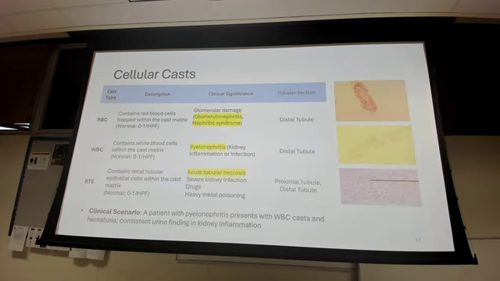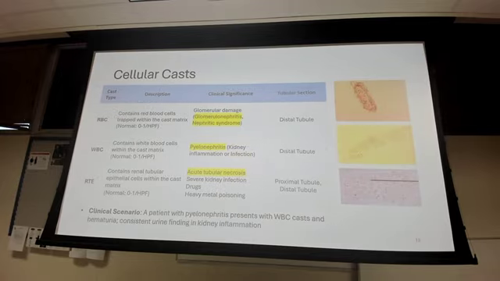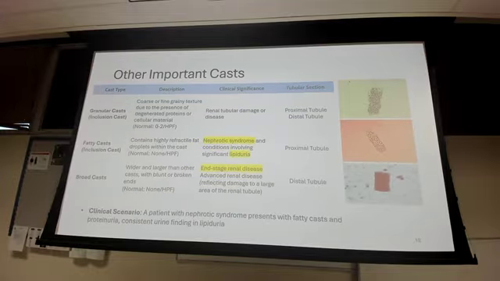Cellular casts, I think I have 2 slides on cellular casts. So just RBC, white blood cell, renal tubular casts, granular casts, fatty casts, and broad casts. Any casts that you see in a nephrotic syndrome, just make sure you have that memorized, because you will be tested on that.